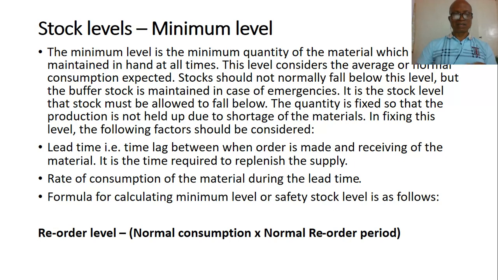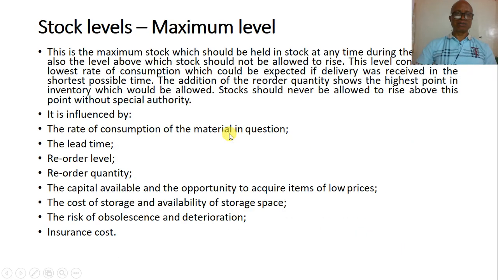What are the factors to be considered when we look at the minimum level? Number one is the lead time. Number two is the rate of consumption of material. The formula for calculating minimum level is reorder level minus open bracket normal consumption multiplied by normal reorder period, bracket close. That's minimum level.